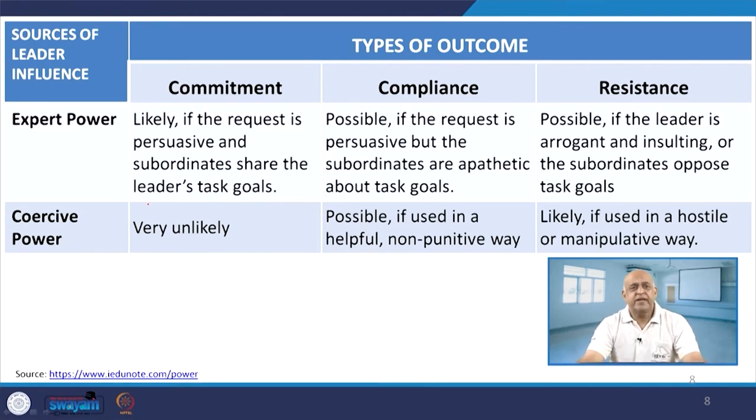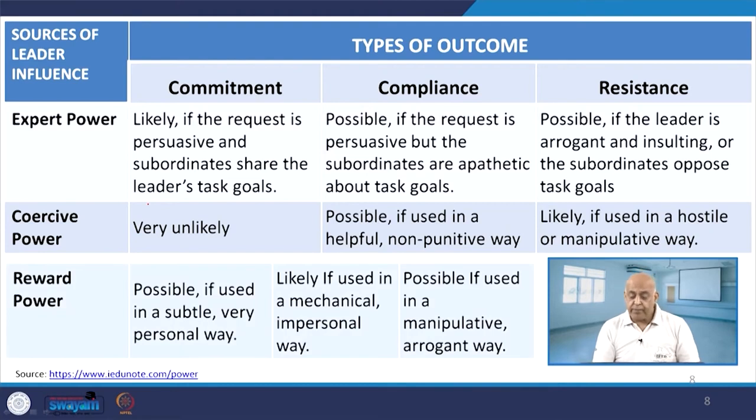Now the next power is the expert power. In case of this, if there is resistance, arrogant and insulting, or the subordinate opposed task goals, then the leader will use expert power to influence. If the request is persuasive and subordinates share the leader's task goals, then definitely expert power will be used. In the case of compliance by the follower, it is persuasive but the subordinates are apathetic about the task goals. Coercive power, if used in a hostile and manipulative way, then commitment will be very unlikely, and compliance is possible if coercive power is used in a helpful and non-punitive way.